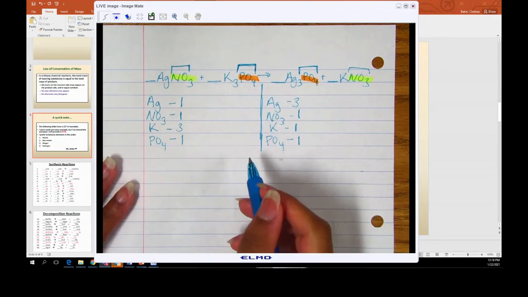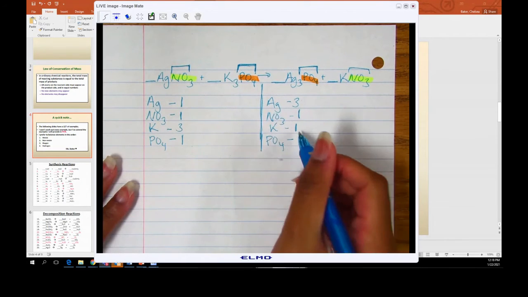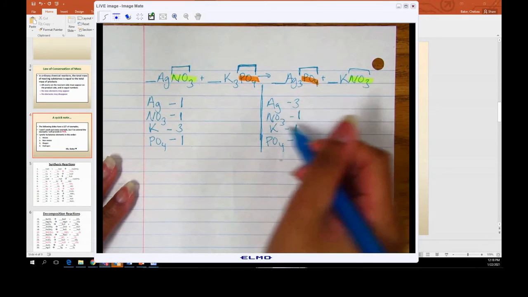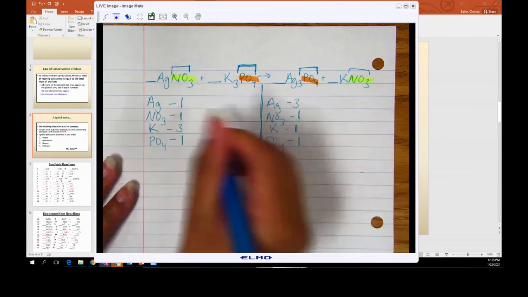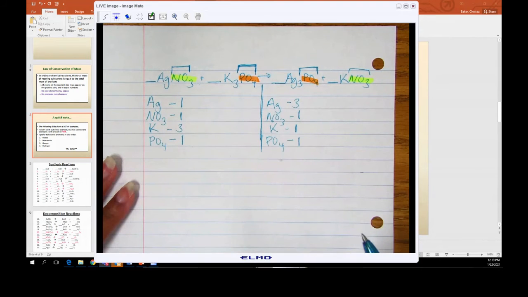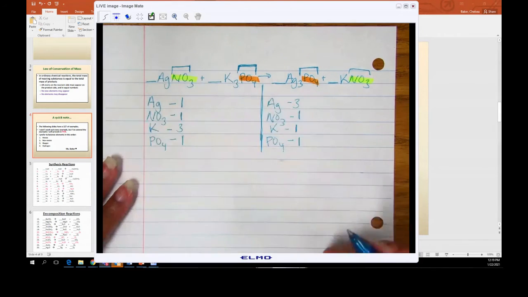Okay, so I'll work on the silver and the potassium, right? The K is for potassium. So I'll work on silvers and potassiums first because we can see that those are unbalanced, 1 and 3 and 3 and 1. It doesn't matter which one I start with. I'll start with silver though because it's at the beginning.